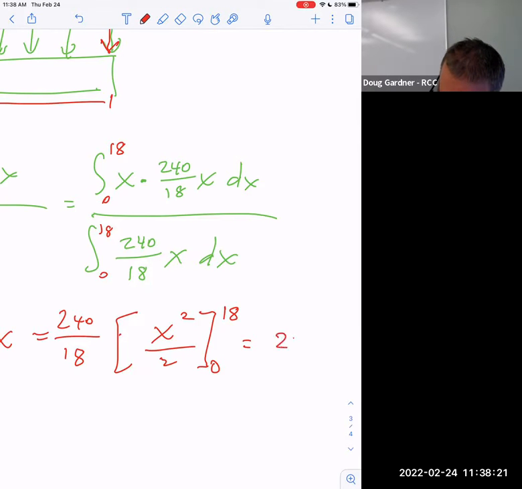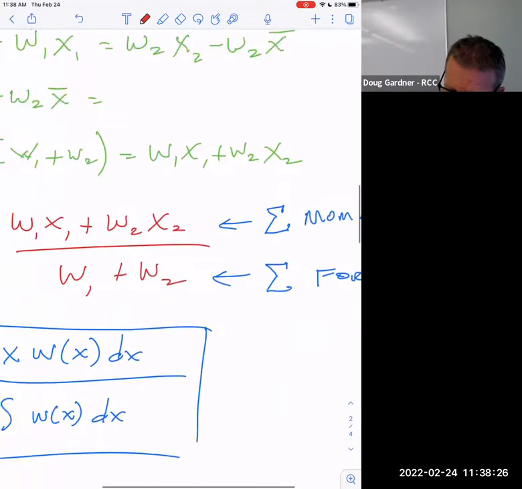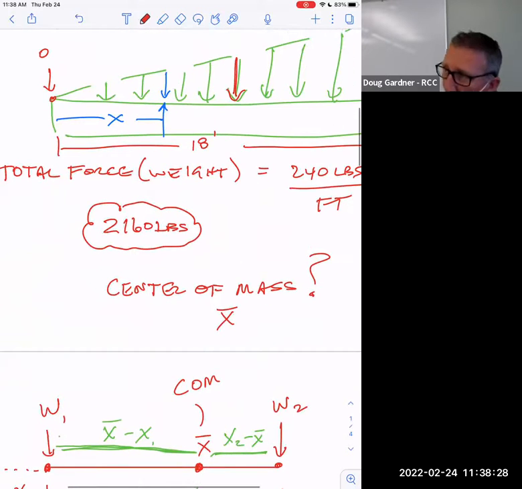$2160. Is that a coincidence that earlier we figured out all the forces were 2160 using the area of a triangle? It's not. Now remember, what does integral do? It tells you the area under something. Well, that was a triangle. Do we need calculus to find the area of a triangle? No, we got a formula, 1/2 base times height. So the fact that we got 2160 earlier, we actually did not have to use calculus to get 2160 there. But that's because this is just a line.